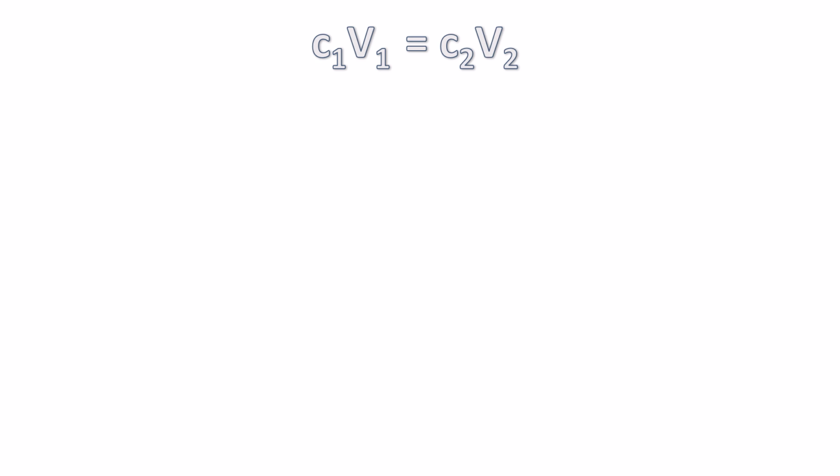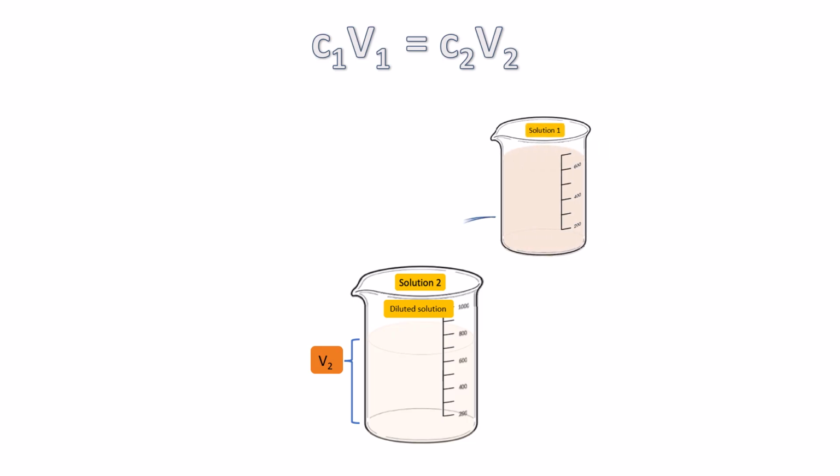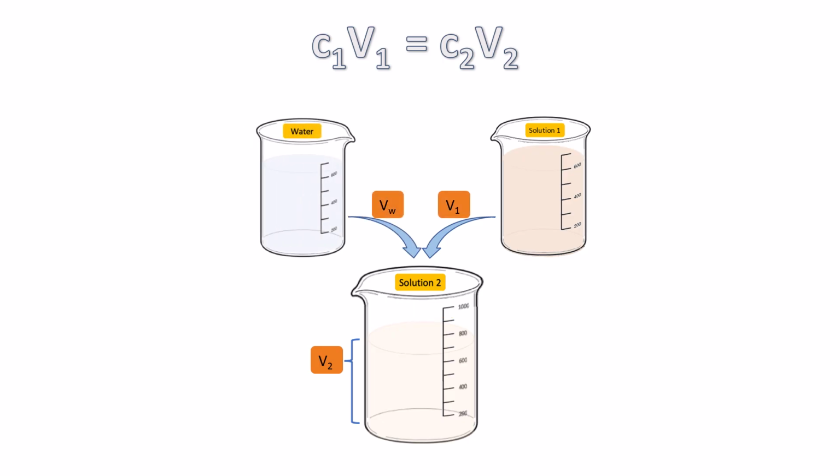In the introduction to the formula C1V1 is equal to C2V2, I commented on the absence of an individual variable to represent the amount of water added to a stock solution in order to dilute it. I explained that the reason for the absence is that in the formula, the variable V2 represents the total final volume, meaning that it already incorporates the initial volume from solution 1 and the amount of water added to it in order to dilute it. In other words, V2 represents the combined volume from solution 1 and the water.